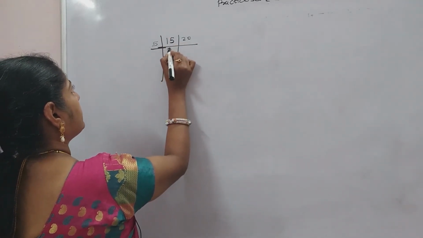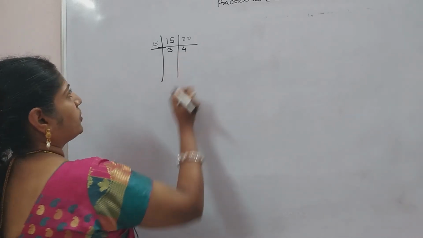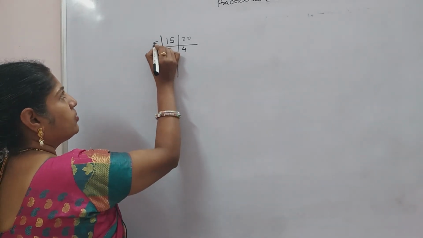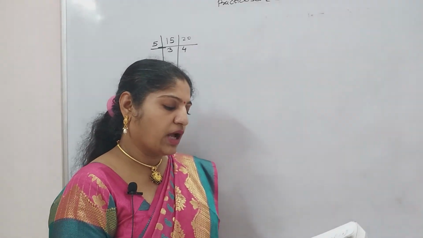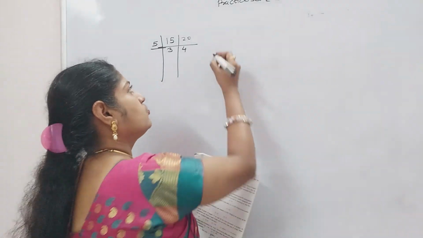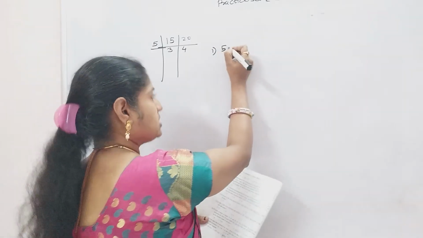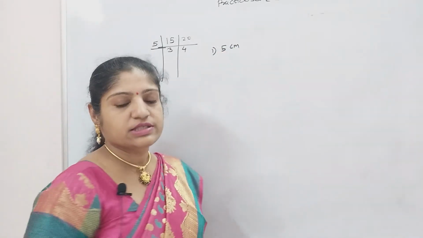5 3s are 15, 5 4s are 20. So only 5 is the common factor. So the GCD of these numbers is 5. So the answer is 5 centimeter. Option number 1 is the correct answer.